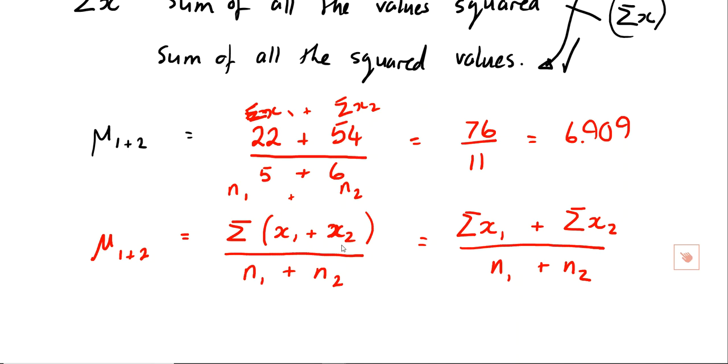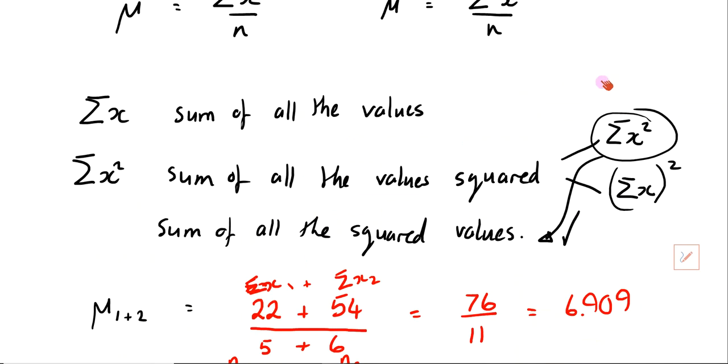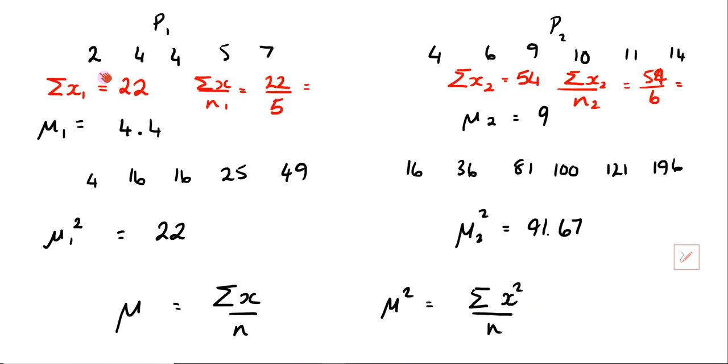Add up two values. A value in population 1, and I would add a value in population 2, and I would keep doing that, and then afterwards add them all together, yeah? That makes sense? So I would kind of do this. This one here makes me think I would do 2 plus 4, 4 plus 6, 4 plus 9, 5 plus 10, 7 plus 11. But then I'm missing the 14. But then I've got to add all those results together.